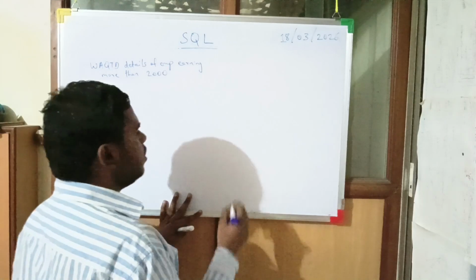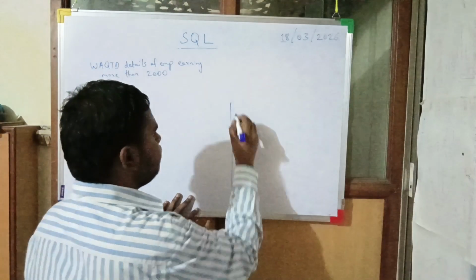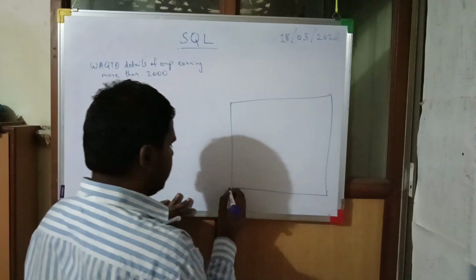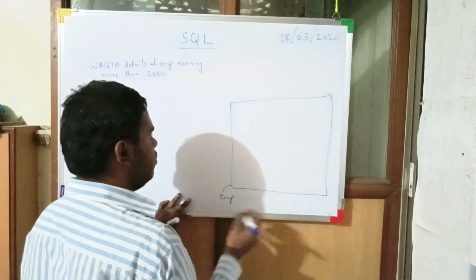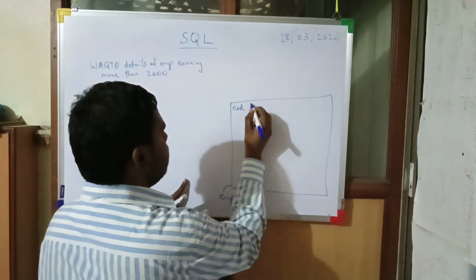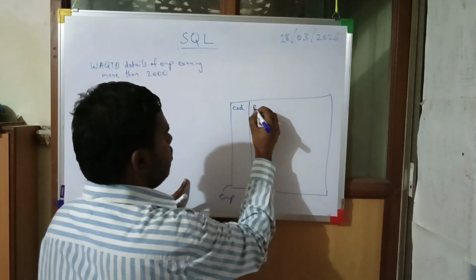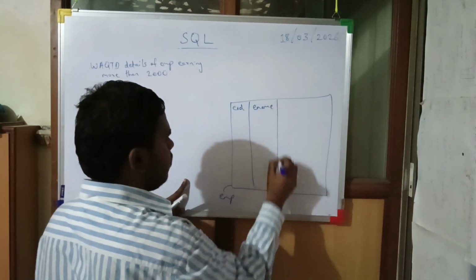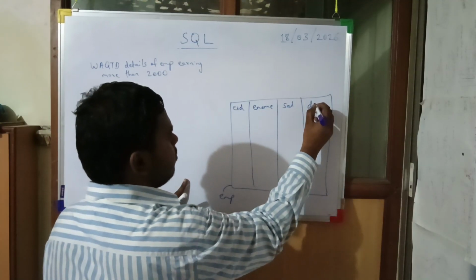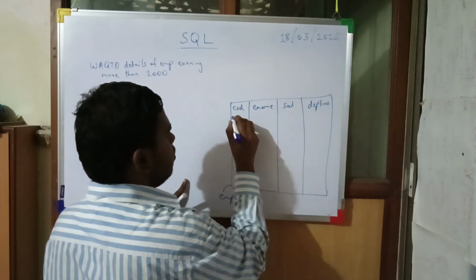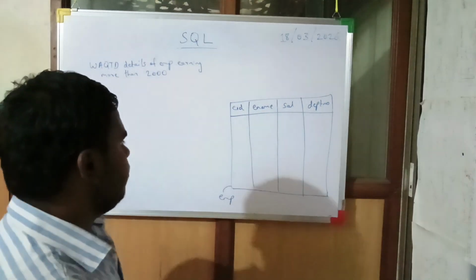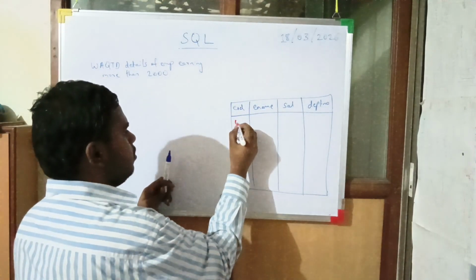Suppose I make a table. Let us assume it to be the employee table, where I will mention the columns: EID, E-name, salary, department number. Okay, so these are the columns. Let's say I will mention a few employees.